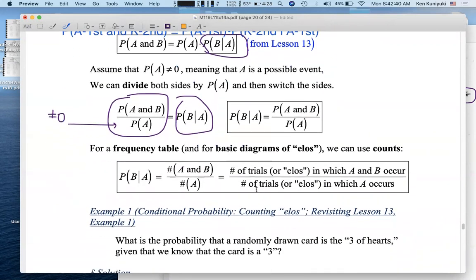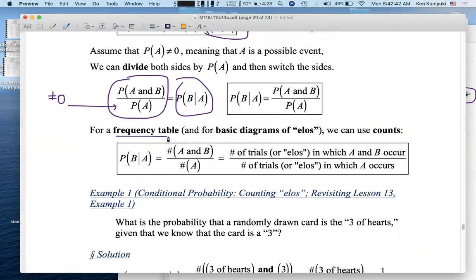So if you look at this in terms of a frequency table, like in the tutoring example, or if you want to think in terms of dice or cards, you can think in terms of ELOs, equally likely outcomes. The probability of B given A equals the number of trials or ELOs where A and B both happen over the number of trials or ELOs where A happens. So instead of thinking in terms of fractions or decimals here or here, we can think in terms of integers on the top and the bottom. That's more convenient.